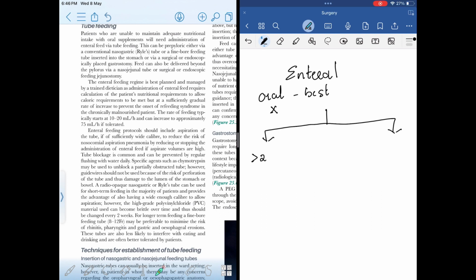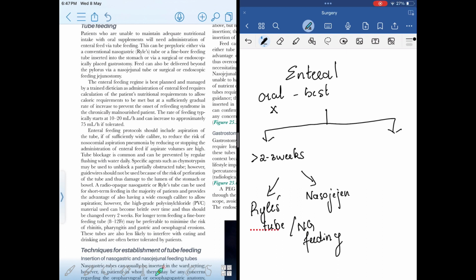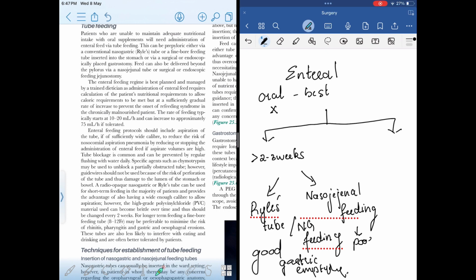Based on the duration of requirement, less than 2 to 3 weeks means we can either use a Ryle's tube or a nasogastric tube, and we can also give nasojejunal feeding. So when do we give nasojejunal feeding and when do we give Ryle's tube? If there is good gastric emptying, then we opt for Ryle's tube or nasogastric feeding. And if there is poor gastric emptying, we opt for nasojejunal feeding.